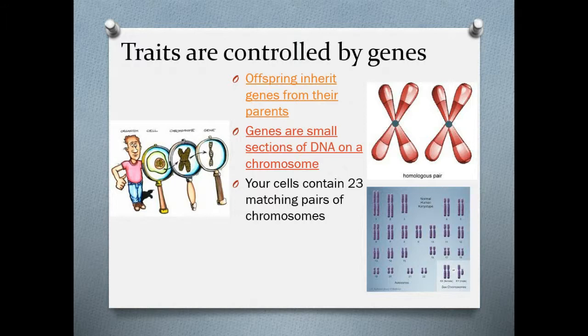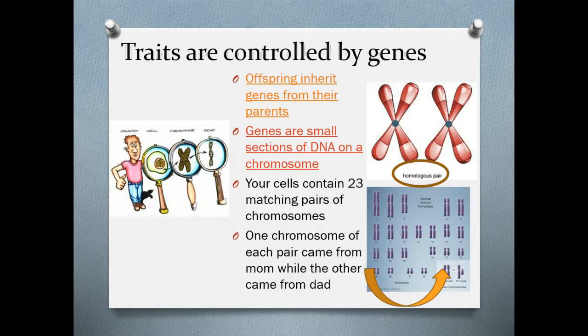Your cells contain 23 matching pairs of chromosomes. The name for this is a homologous pair. One chromosome for each pair came from mom, while the other came from dad. So if we look at this picture of the chromosomes in a normal human being, you have one from mom, one from dad, for each of the 23 chromosomes that you have.